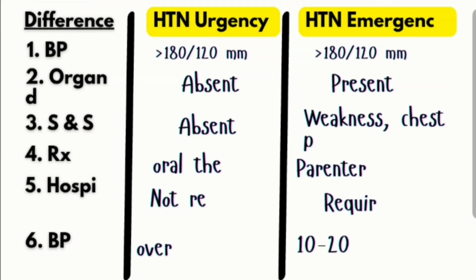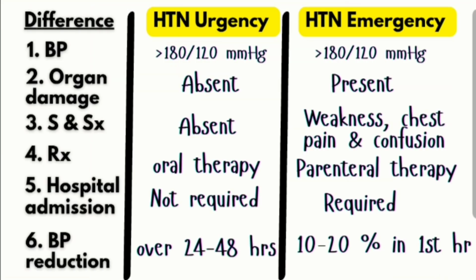Now this is the picture which is showing the difference between hypertensive urgency and hypertensive emergency. As we have discussed, the blood pressure in both of the cases is more than 180 by 120 millimeter of mercury. But the main difference is that there is no end organ damage in hypertensive urgency. However, in a hypertensive emergency, end organ damage is present. In hypertensive urgency, the patients are usually asymptomatic, while the symptoms may be present in hypertensive emergency. And the main difference is in the treatment.